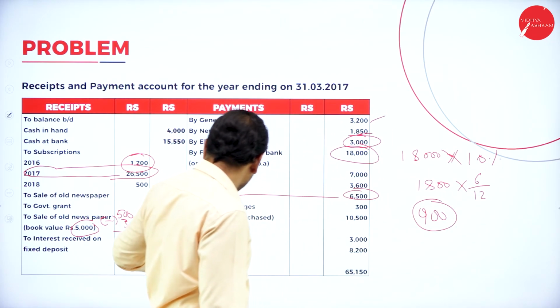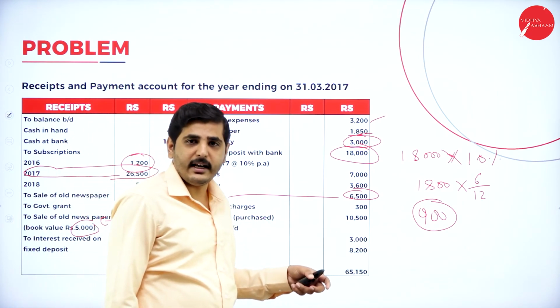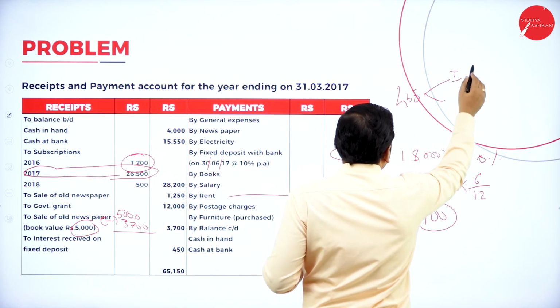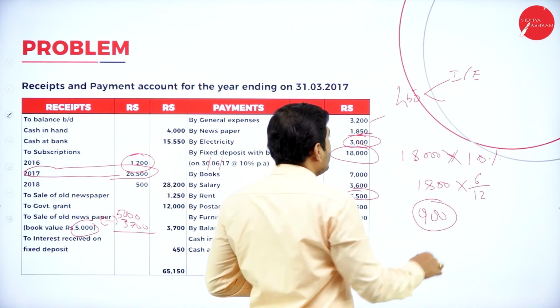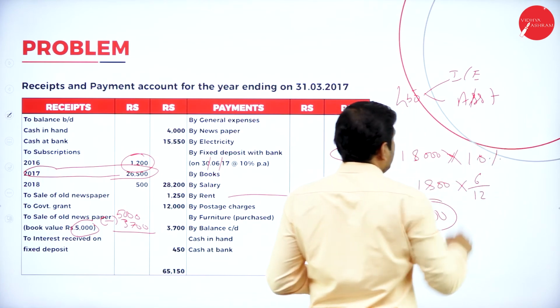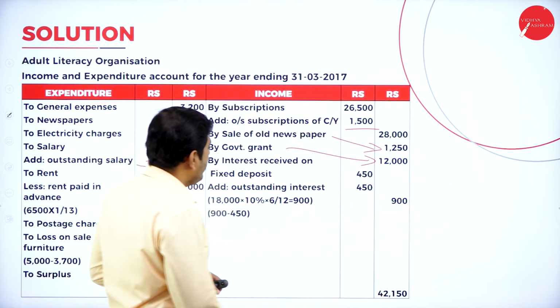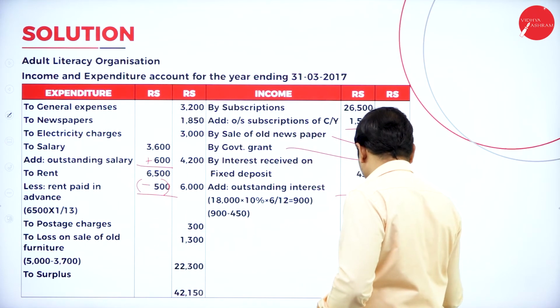But how much have they given? Only 450 rupees they have given. The remaining 450 is outstanding. Where do we show this 450? In the income and expenditure account, on the income side we have to add it. Again we have to show it on the asset side of the balance sheet. So again here, 450 added, it will become 900. So add both the sides.